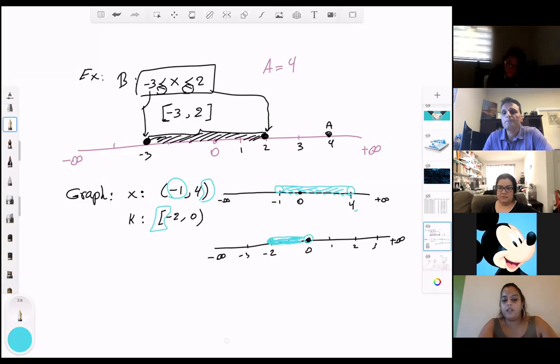So you said if there's a bracket, it's a closed circle, correct? Yes, we include it.